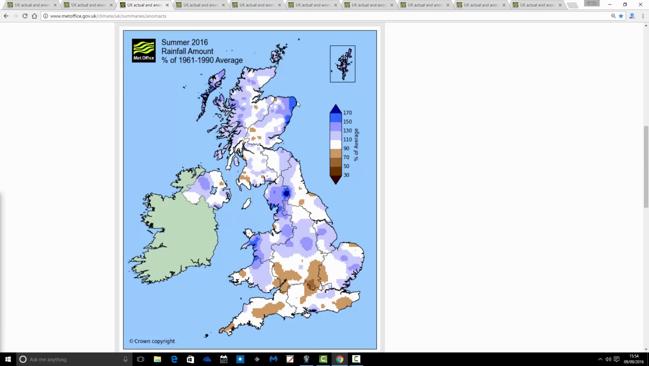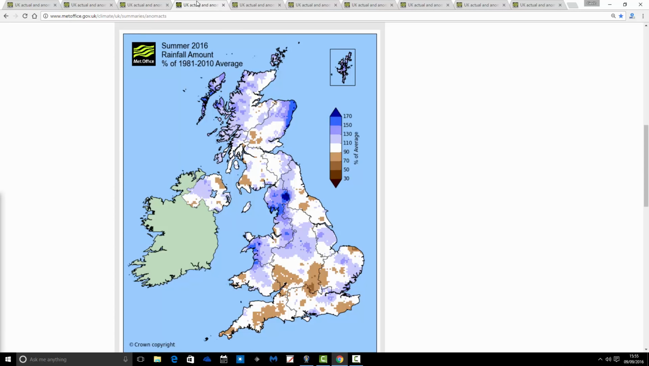So northern and eastern parts of Scotland, quite a wet summer. Northern Ireland also had a little bit of a wetter summer. Northwest England as well, interestingly, had a bit of a wetter summer. But down in the south, it's quite a dry summer. So for much of central southern England, precipitation anomalies generally come out drier than the average. That's 1961 to 1990. Very similar story from 1981 to 2010.